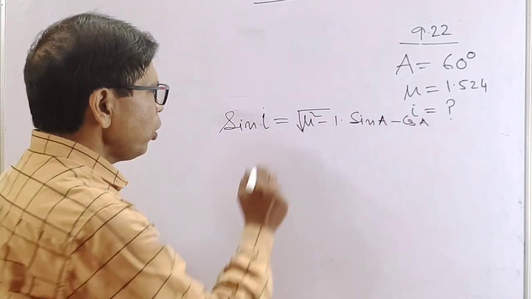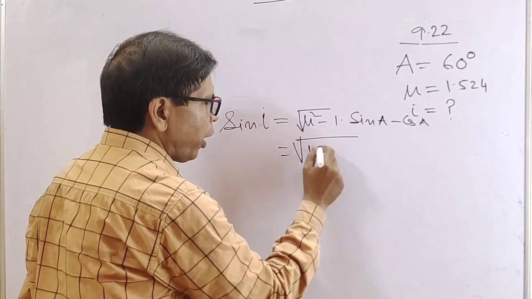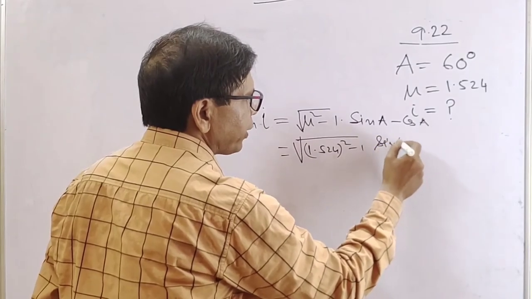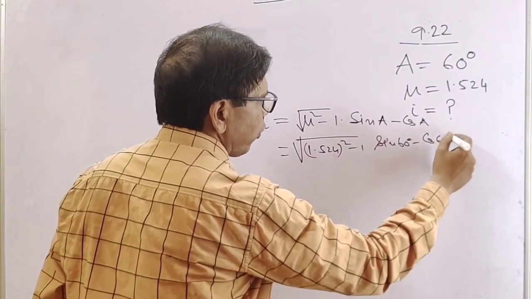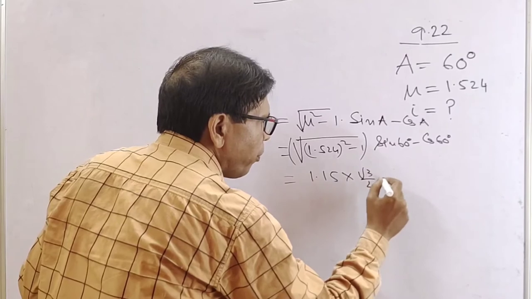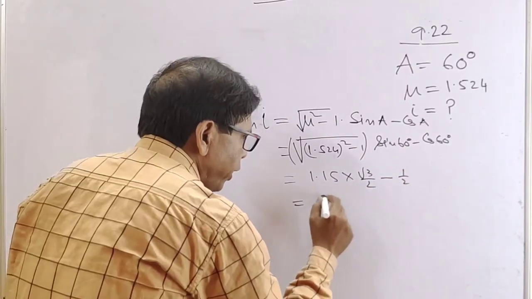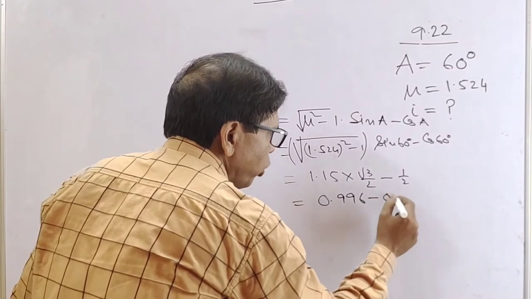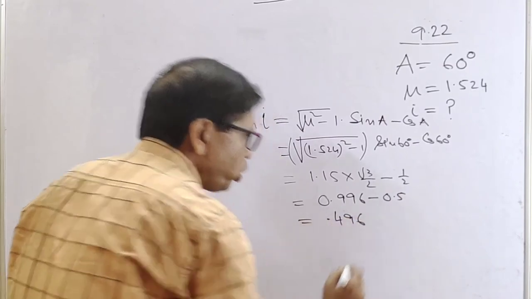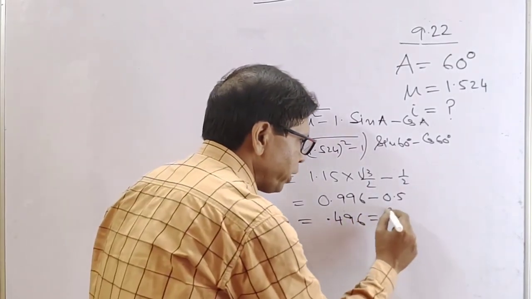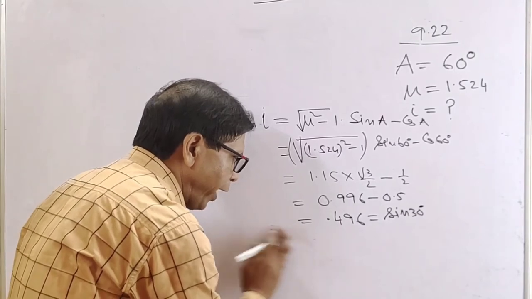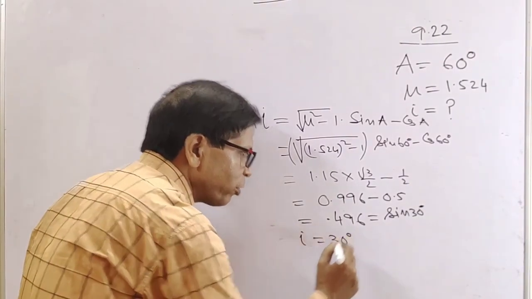So look at this. This is root under of 1.524 whole square minus 1, into sine A, which is sine of 60 degree, minus cos 60 degree. Now this equals 1.15 into root 3 by 2 minus half, which is 0.996 minus 0.5. So this is 0.496, almost 0.5, which means this is the sine of 30 degree. Therefore, angle of incidence I equals 30 degree.